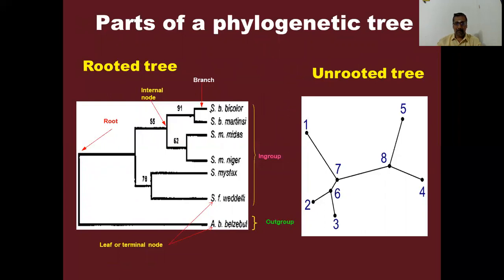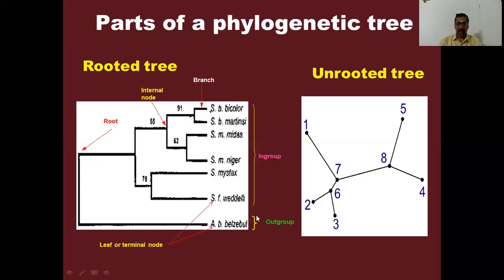Two different types of tree predictions are possible under molecular phylogeny. One is a rooted tree, another is an unrooted tree. Here you can see a rooted tree. I have depicted the parts. A rooted tree will have a root, and the root can also be called the common ancestor. Here you can see one internal node or internal ancestor, and this is another internal ancestor. And you can see branches, and finally there will be the leaves.